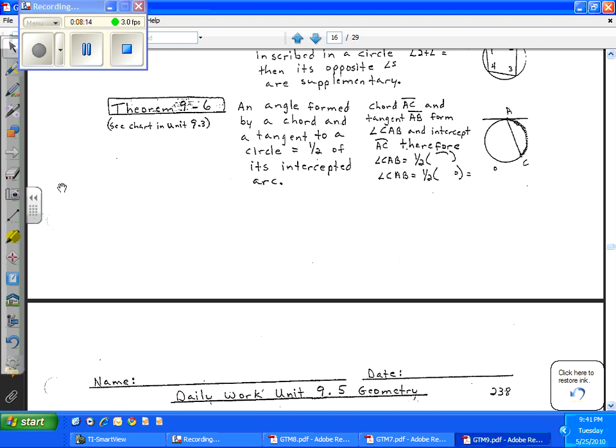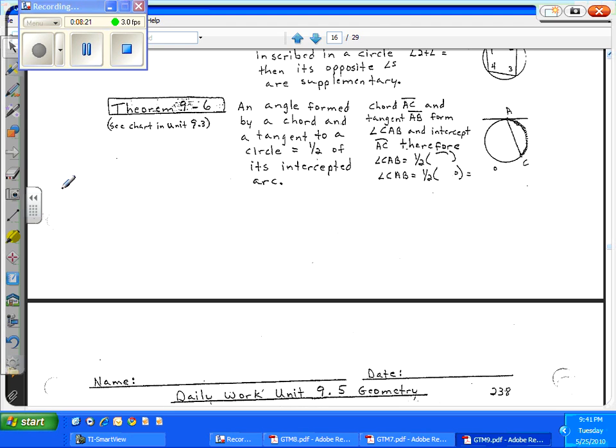Theorem 9.6 says an angle formed by a chord and a tangent to a circle is half of its intercepted arc. Here we have a tangent to a circle, a line that lies in the plane of the circle and intersects the circle in a point. A chord is a segment that joins 2 points on the circle.